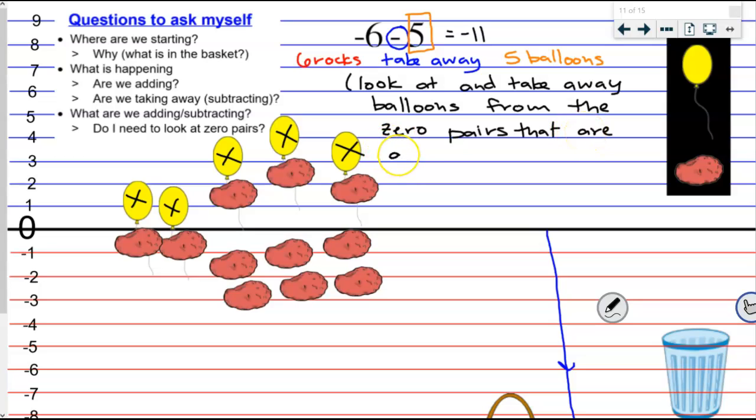That are always in the basket, because there are always going to be 0 pairs in the basket. Whether we need them or not, they can always be there. And that's why 6 rocks take away 5 balloons is magically 11 rocks, because we're taking away balloons that were part of the 0 pairs, leaving us with only the rock part of that 0 pair. Any questions or comments or concerns so far?